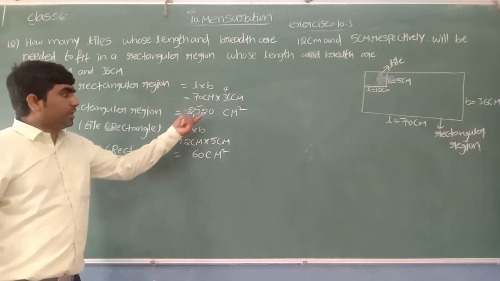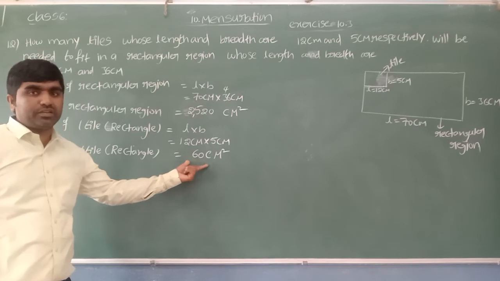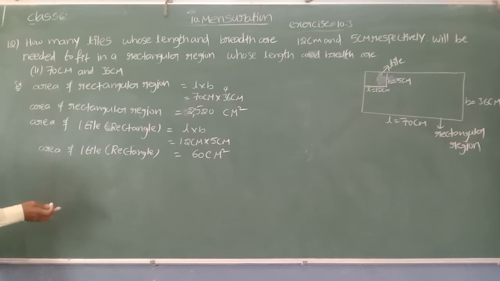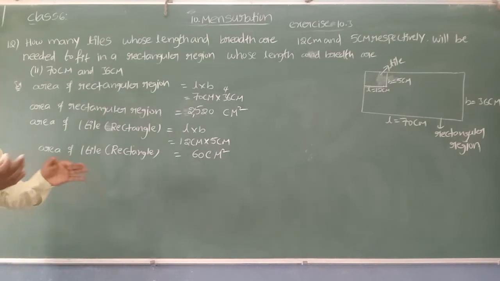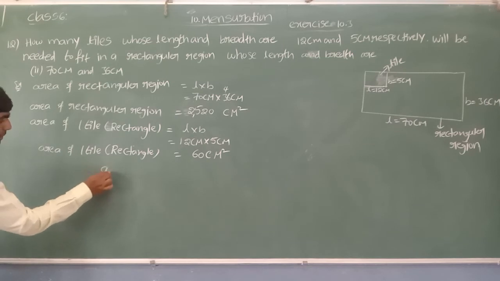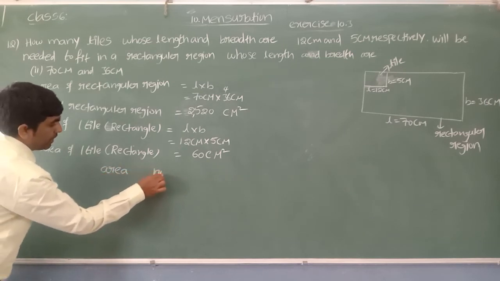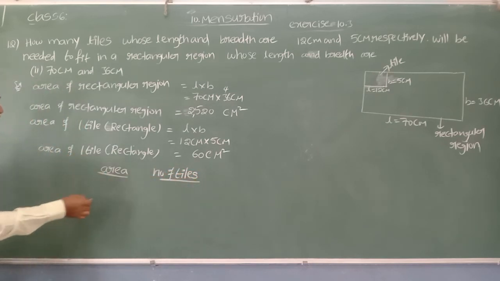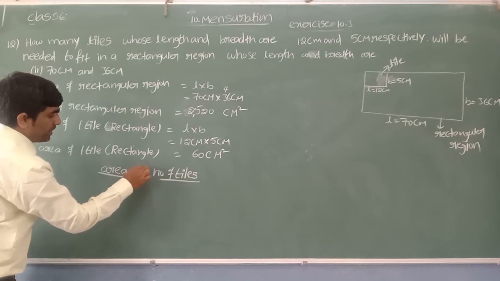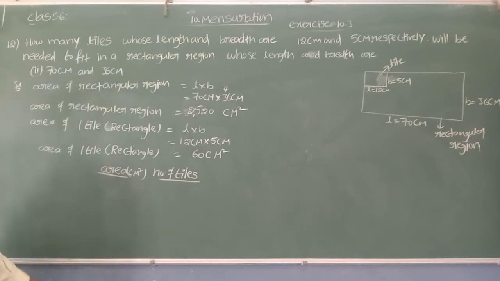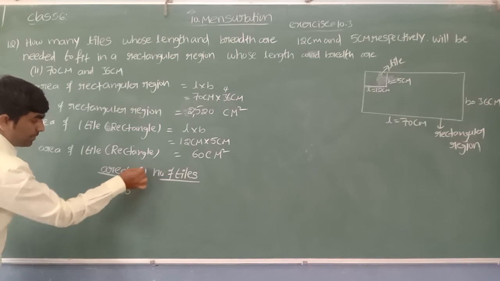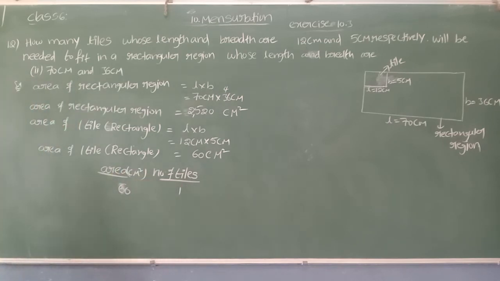After that, total area we can divide by area of one tile to get the number of tiles, or you can go with cross multiplication method also. Here we are comparing area and number of tiles, right? So area we are measuring here in terms of square centimeters. So when the area is 60 square centimeters, it is one tile.